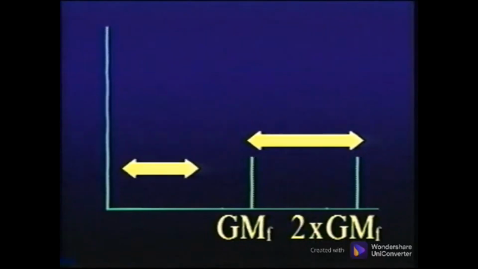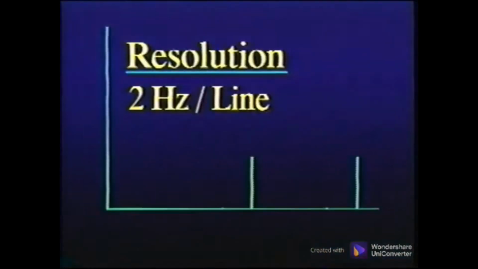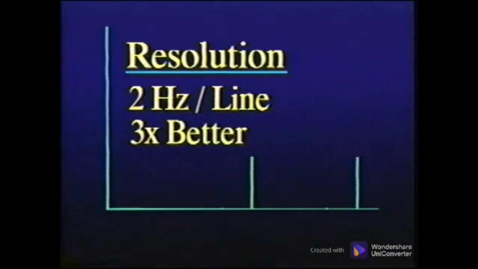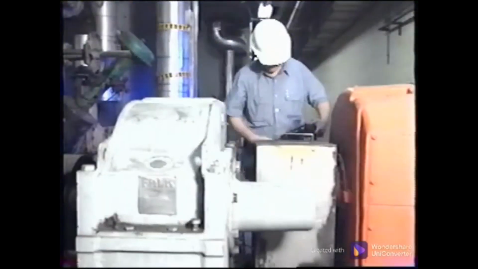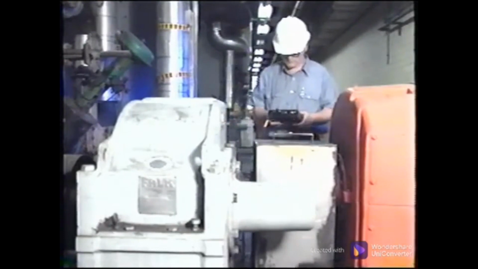We are, of course, concerned with multiples of shaft speed and particularly bearing frequencies. In another program on bearing analysis, we pointed out the necessity of having a resolution at least as high as 2 Hz per line to be able to accurately diagnose bearing faults. This is more than 3x the resolution we have available for this gear problem. The solution is to define another measurement point for these lower frequencies.